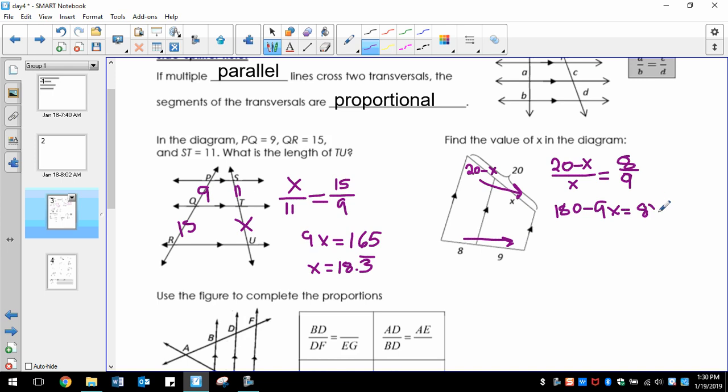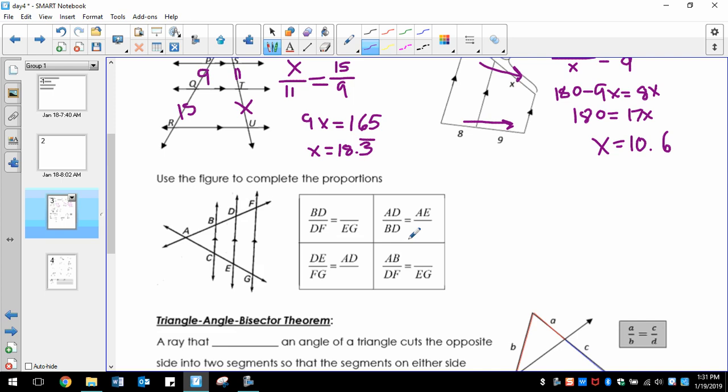equals 8x. I would add the 9x over, so 17x, and then I have to divide 180 by 17, and you would get 10.6 rounded. Okay, so that's basically how you use the side splitter proportion to solve.